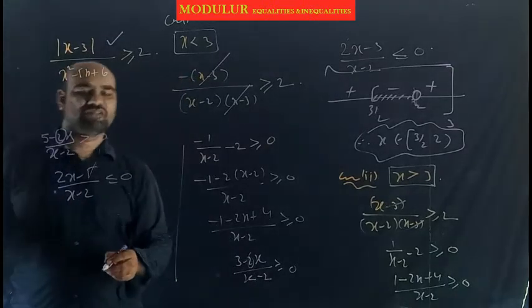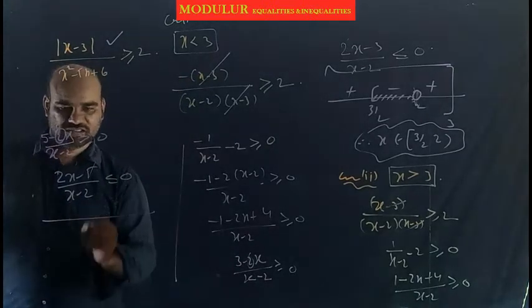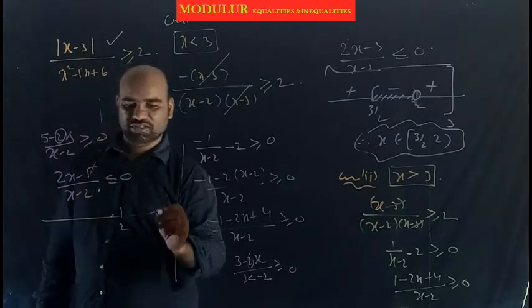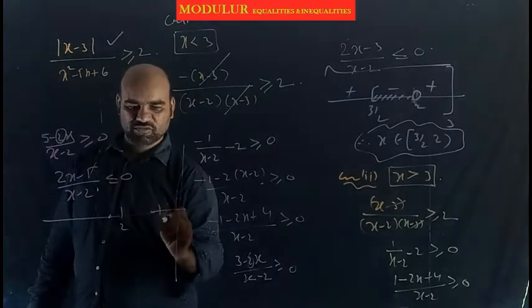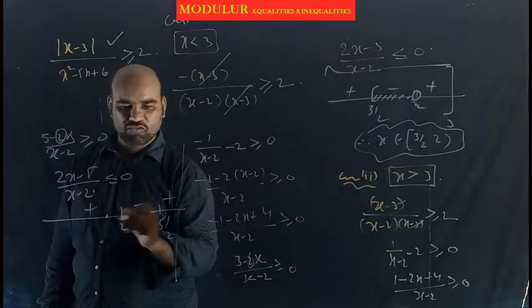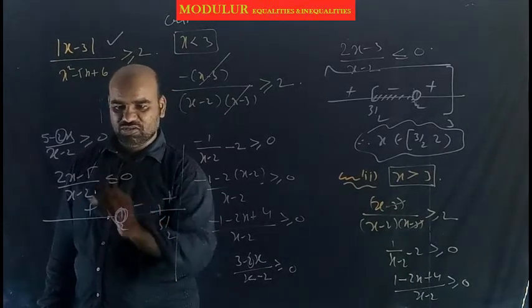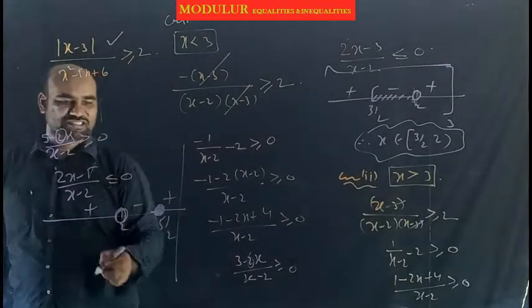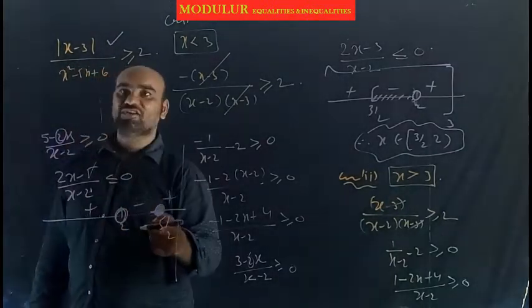Okay. Now number line. Zeros: 2 and 5 by 2, which means 2 point something. Here 5 by 2. Plus, minus, plus. 2 won't satisfy, 5 by 2 will satisfy. This is a thick circle and this is an open circle. You want the lesser symbols from here to here. But what is the domain?